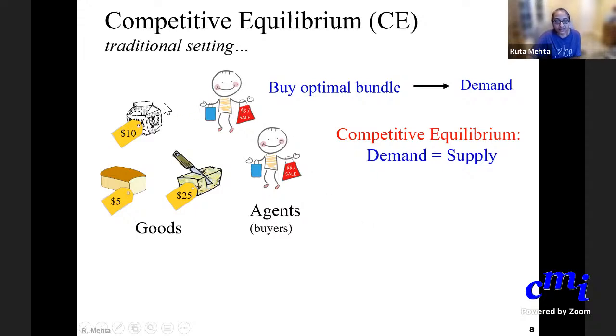Okay, so we say that the prices are at competitive equilibrium if demand equals supply.